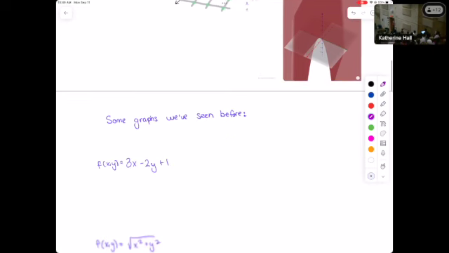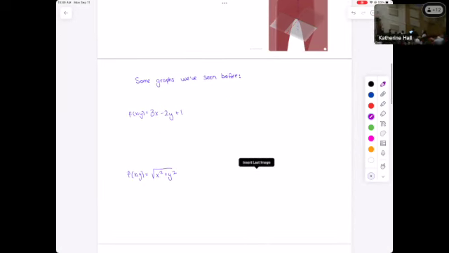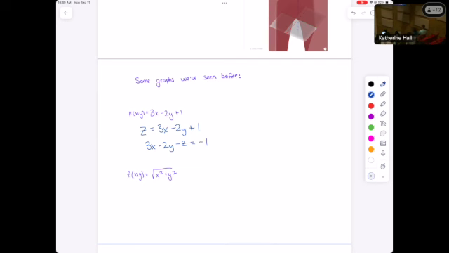Okay. So we've seen some of these before. What is the first one going to be? I'm going to rewrite it as z equals, since it's easier to picture. Z equals 3x minus 2y plus 1. A plane, good, right? We should think of this as a linear function in x, y, and z.